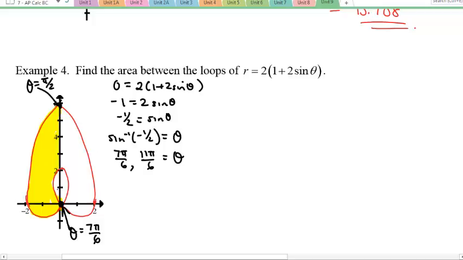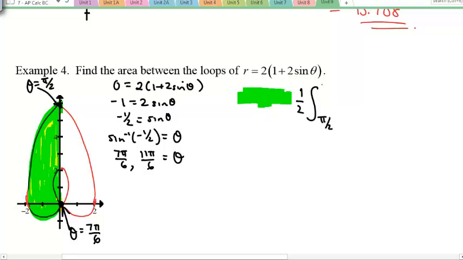I guess it would be this lovely area. It would be this one, including that extra bit there that's in white. So that's way too much, right? So that would be the green part. I'll do that right now. That would be the integral, so 1/2 going from pi/2 to 7 pi/6 of the function 2 times 1 plus 2 sine theta, all squared d theta, but that's way too much.